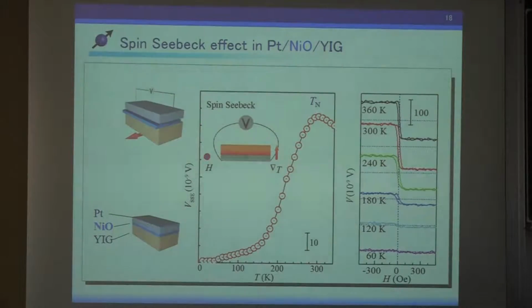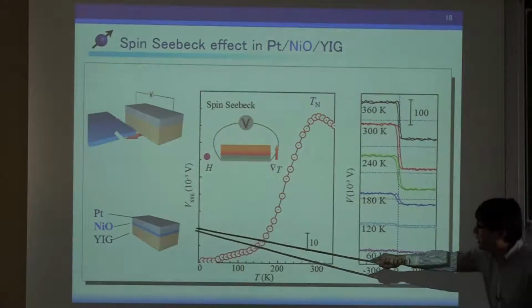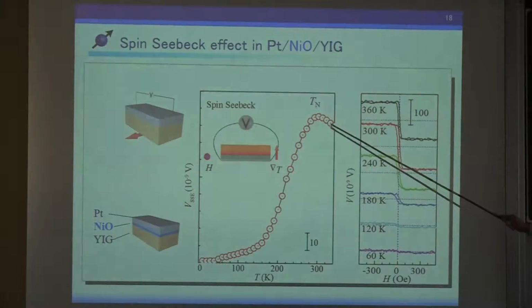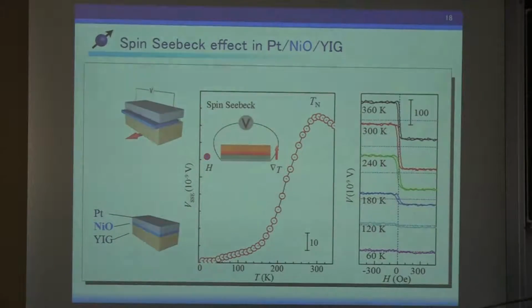Similar enhancement at the Néel temperature was observed in the spin Seebeck effect. This is the spin Seebeck effect for the YIG system to which nickel oxide is put. And we observed the enhancement of the spin Seebeck effect at the Néel temperature like this. So this means that the spin current enhancement at the Néel temperature is a kind of universal feature.